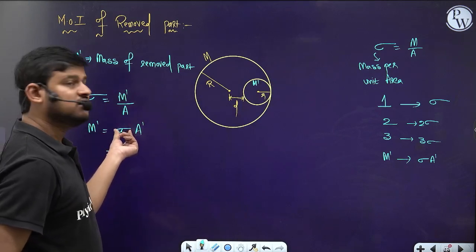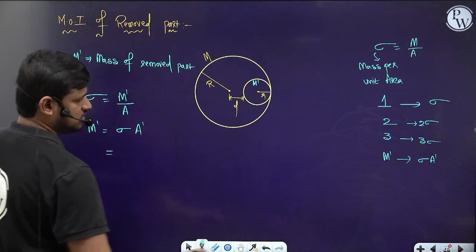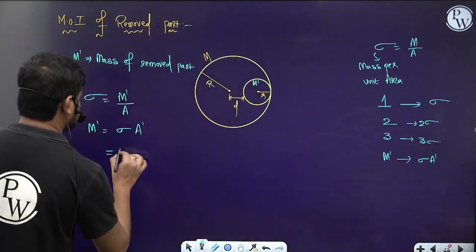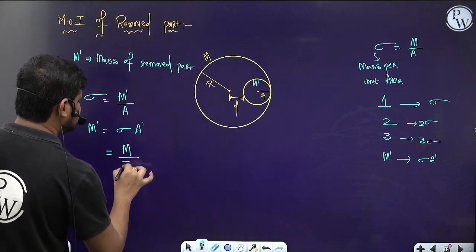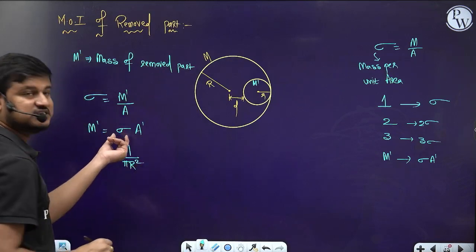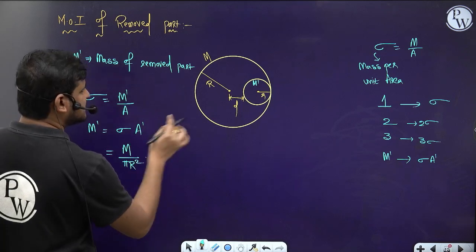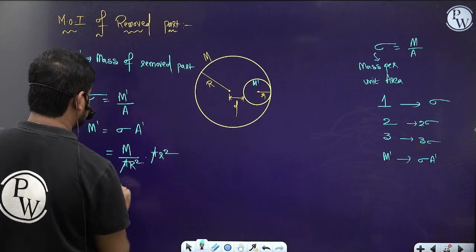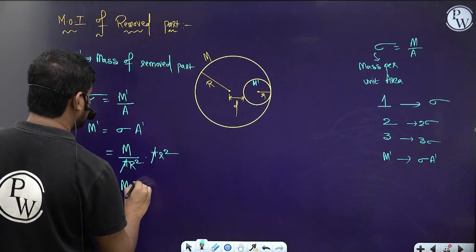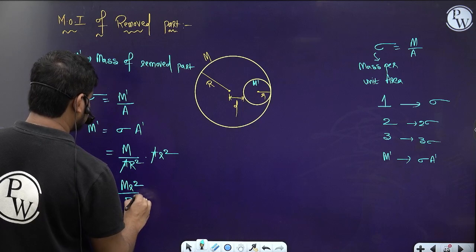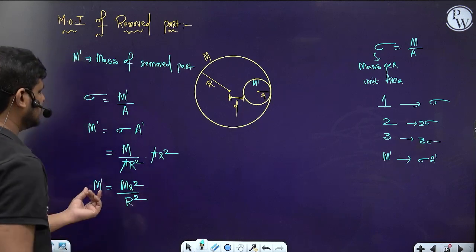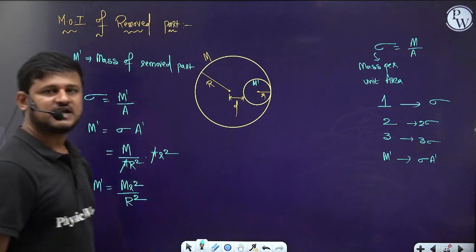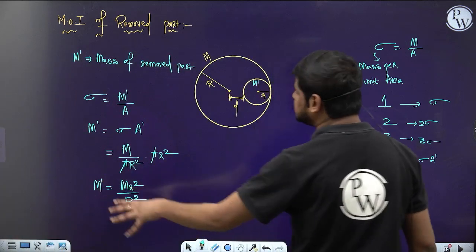This sigma is for the whole disk, which is nothing but mass per unit area. So here I can write mass per unit area, which is M by pi R square, for the whole disk. And for this small disk the area is simply pi r square. So pi gets cancelled, and the M dash is M into small r square by capital R square. That's it. This is how we find the mass.